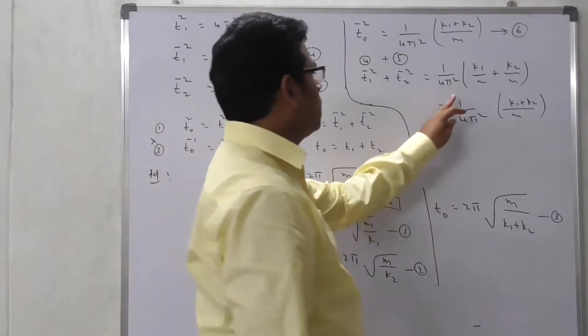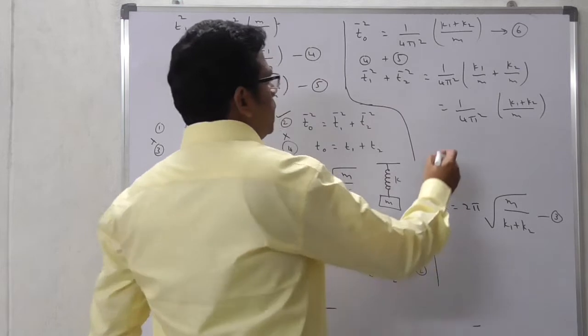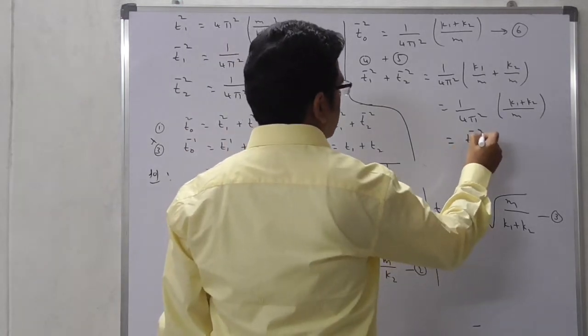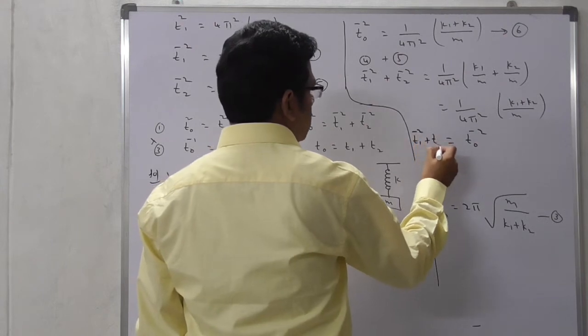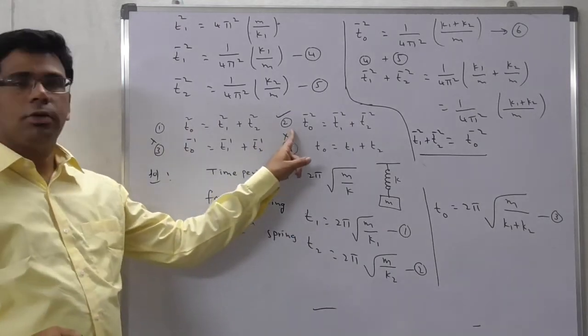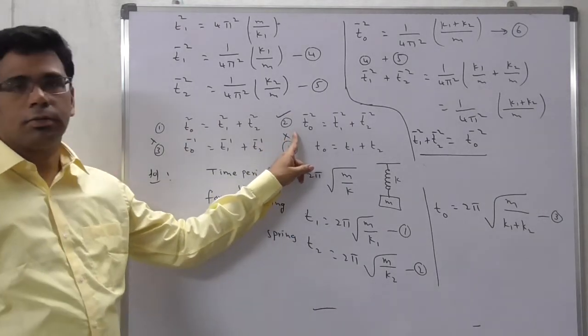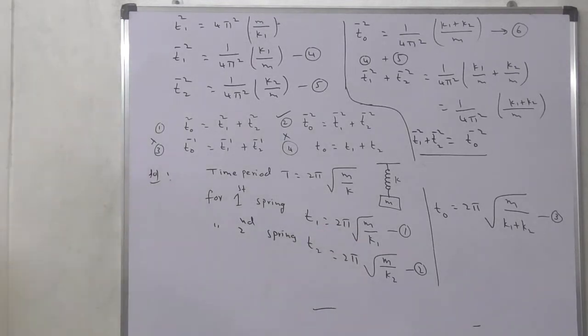Clear? So 1 by 4 pi square into k1 plus k2 by m is nothing but t naught power minus 2. Therefore, t1 power minus 2 plus t2 power minus 2 is equal to t naught power minus 2. Therefore, the second option is the correct one. Clear? Just note it down. So, previous NEET question. We are going to solve 2 more after this. So, note it down perfectly.